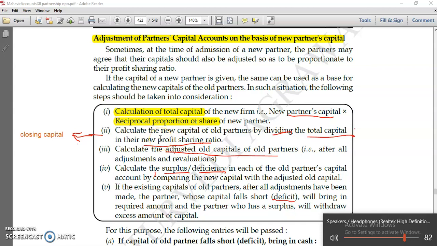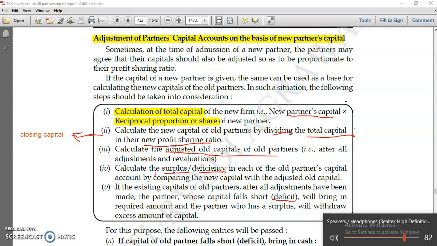Hello students, this is our next video in the same series in which we were discussing the admission of a partner. In this video we will be discussing a new topic, that is adjustment of partners' capital.